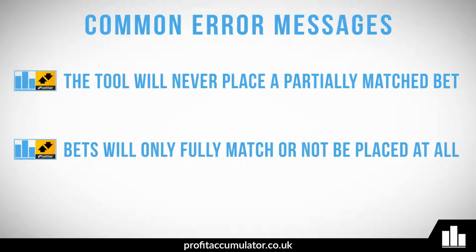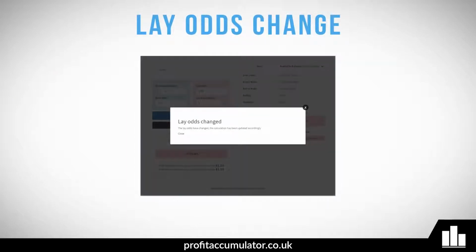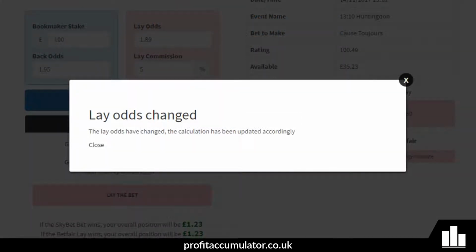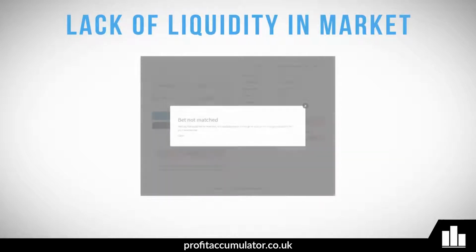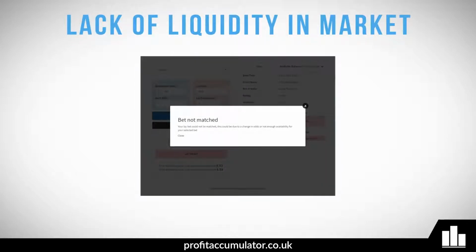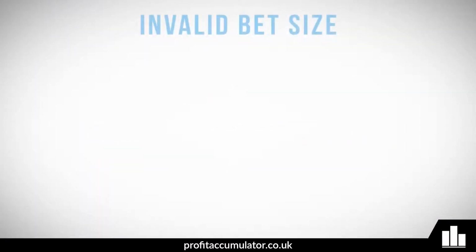As I alluded to, from time to time odds will change when you come to place a lay bet. If the lay odds do change, but not in your favour, don't worry, as the integration tool will notify you with this error message, and it will also automatically recalculate the results for you. To proceed after this, just close the pop-up and you can then review the newly calculated results. As we're dealing with live odds, there will be times where the liquidity or the amount of money available in the exchange market will fluctuate, meaning that there will not be enough money for your bet to match. As mentioned earlier, the integration tool will never partially match your bet, so you'll receive this message for you to review the new results.